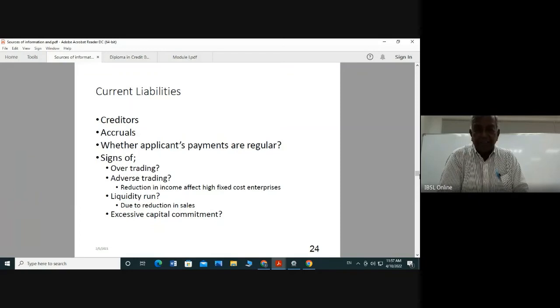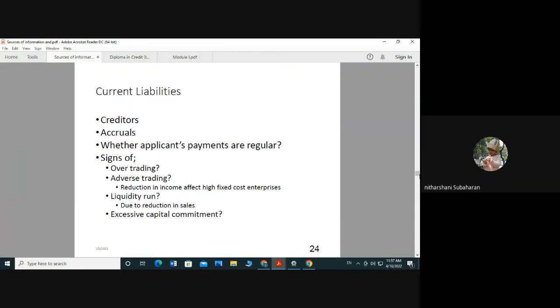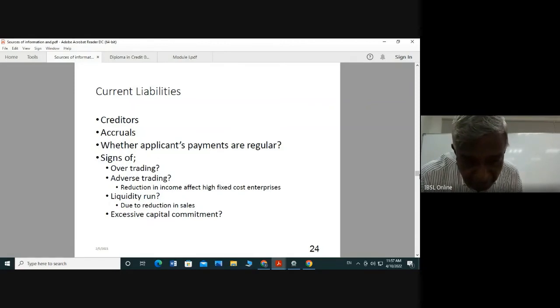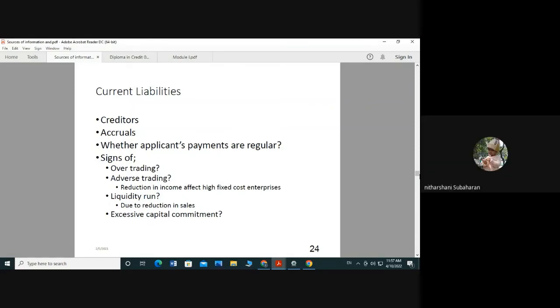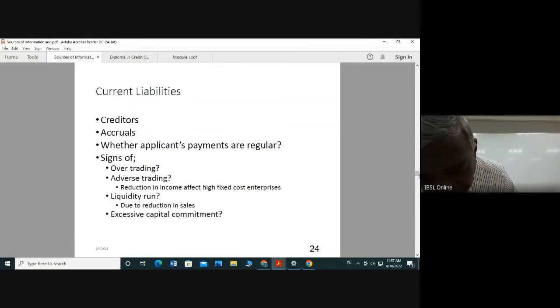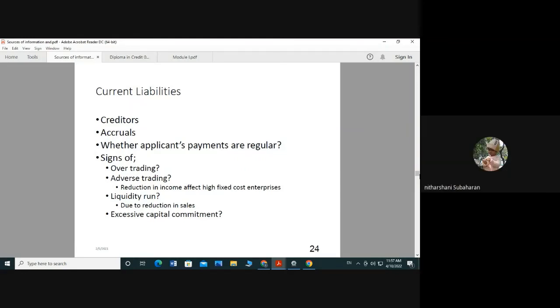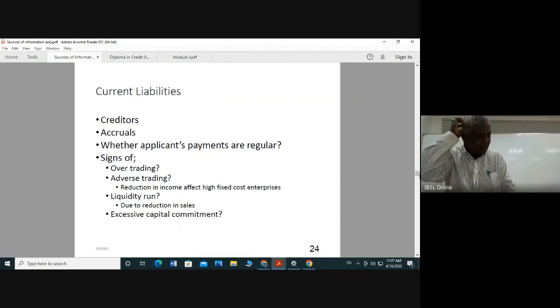Anyone? Selling price. Sorry, yes, please. Selling price will be increased. Sorry, once again, please tell me, miss. Selling price will be increased. Yeah, they may increase the selling price.